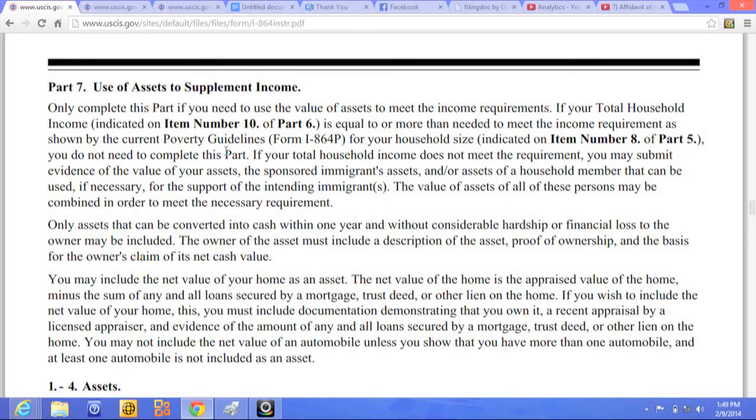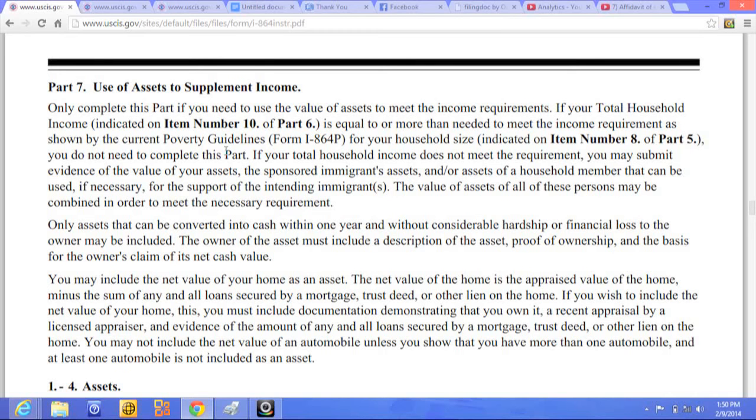Okay, that means the appraised value of the home minus any loan secured by mortgage, trust deed, or the lien on the home. You see, it's really difficult for the home. That means if there are other people that have interest in the home, you also have to consider those people, and the net value of your home. If you wish to include the net value of your home, you must include documentation demonstrating that you own it, a recent appraisal by a licensed appraiser, and evidence of any loan secured by mortgage or trust deed.